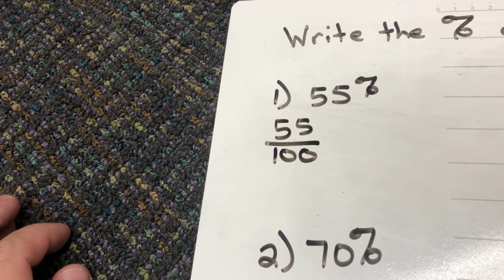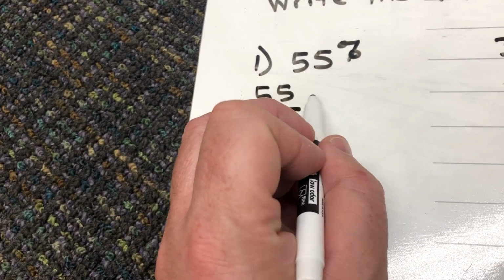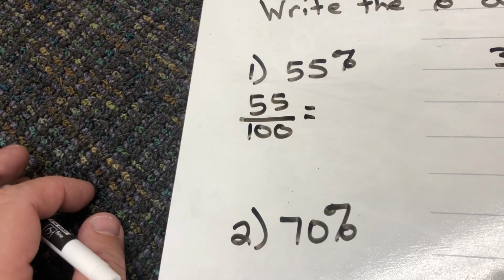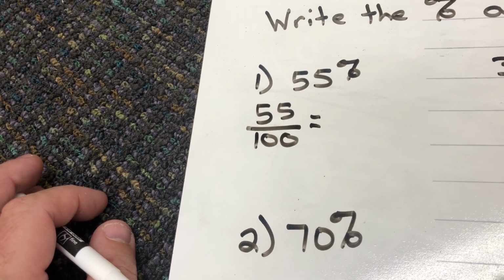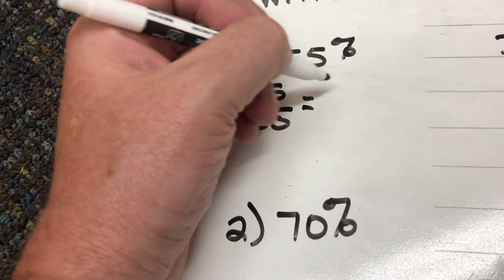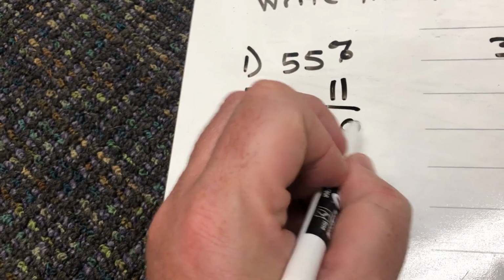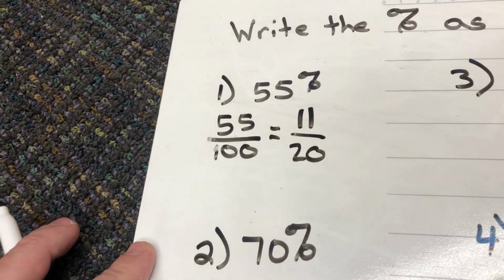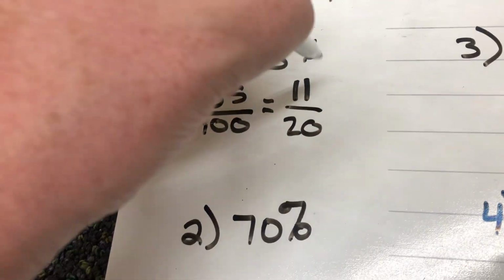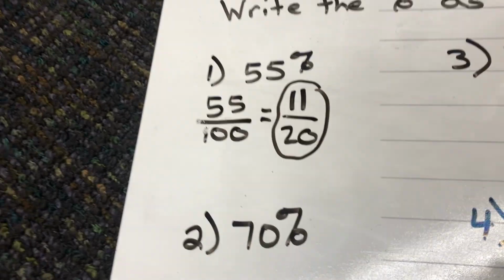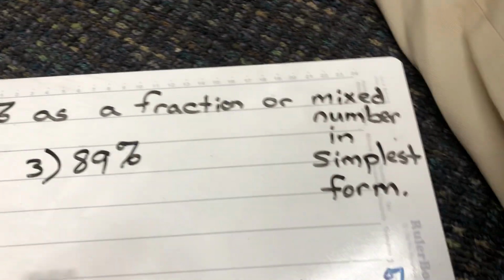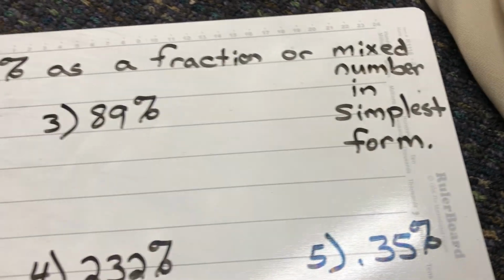And so then I look at that and I think about my rules of divisibility and I say, well, those are both divisible by 5. 55 divided by 5 is 11. 100 divided by 5 is 20. There's no other number besides 1 that can go into both 11 and 20. The answer I want is 11 over 20. You have to put your fractions in simplest form.